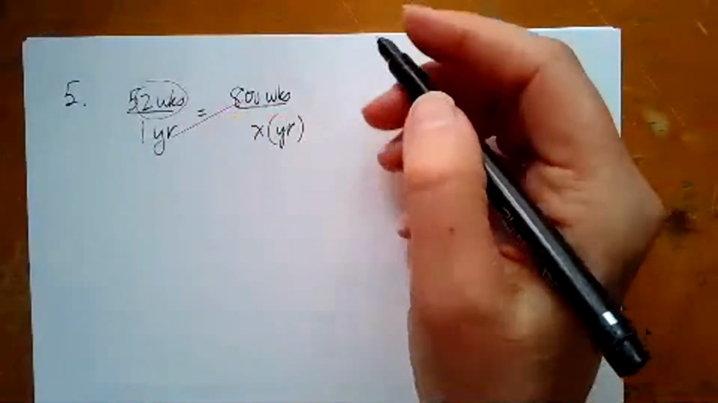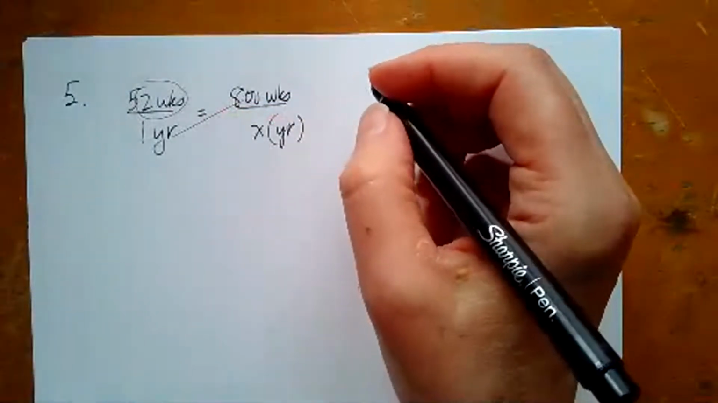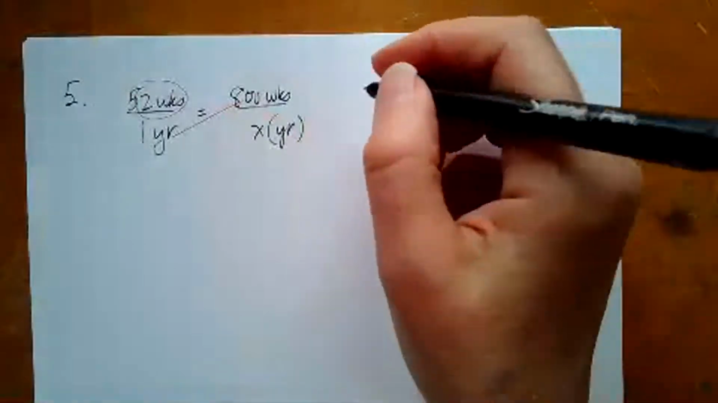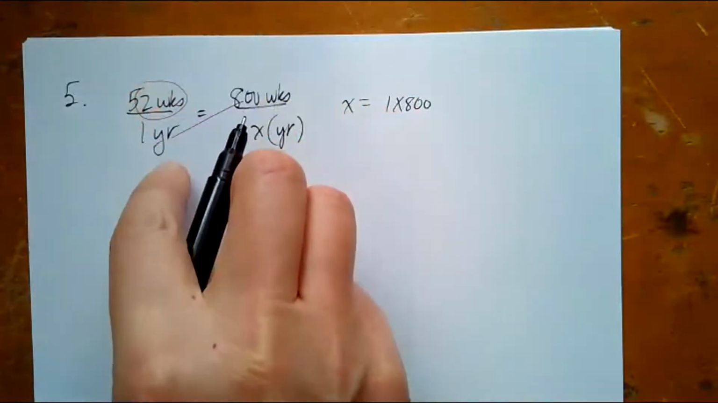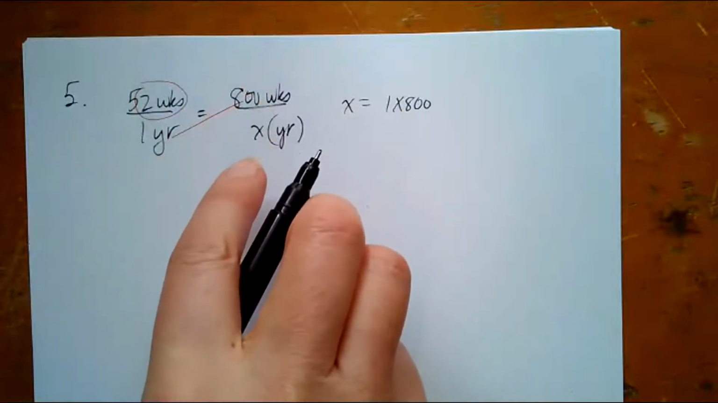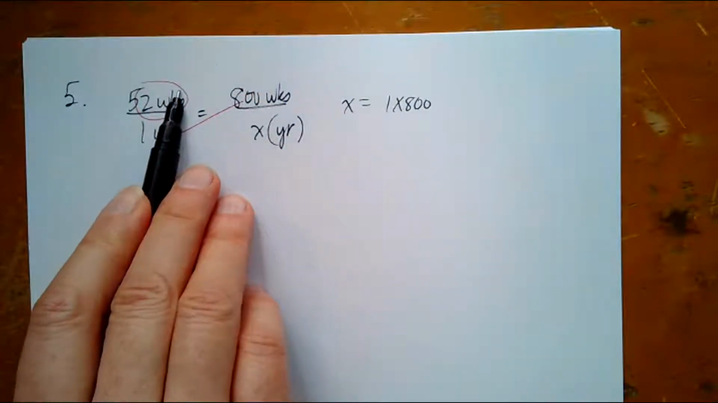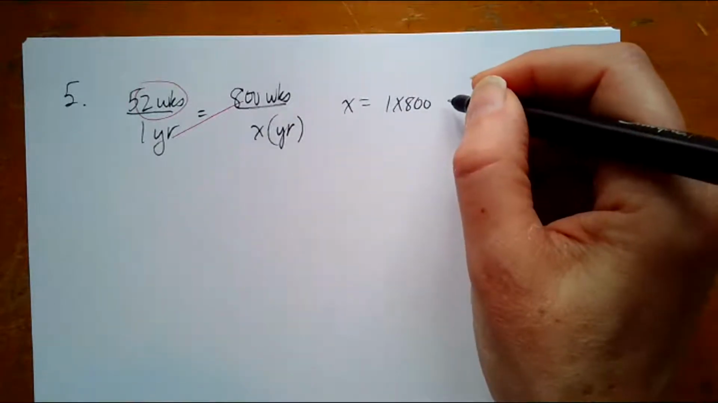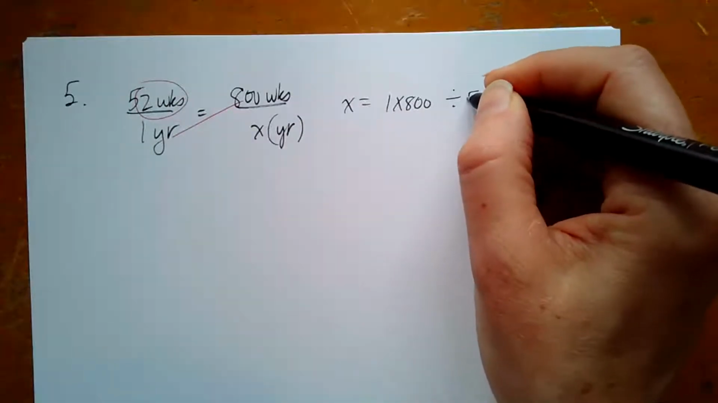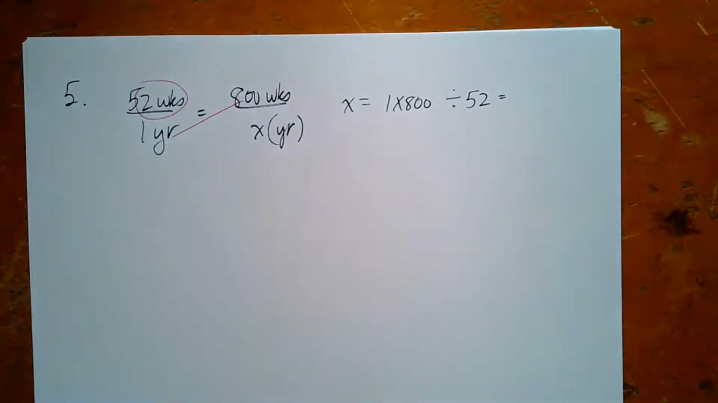Okay, well, once you do your setup, right? And the setup is finding the link between the two measurements that you're trying to link, and you might have to do 2 steps, but we've talked about that. And then just set your proportions up so that if you put weeks on the top in one fraction, you have to put weeks on the top in the other fraction. So 1 times 800 divided by 52.